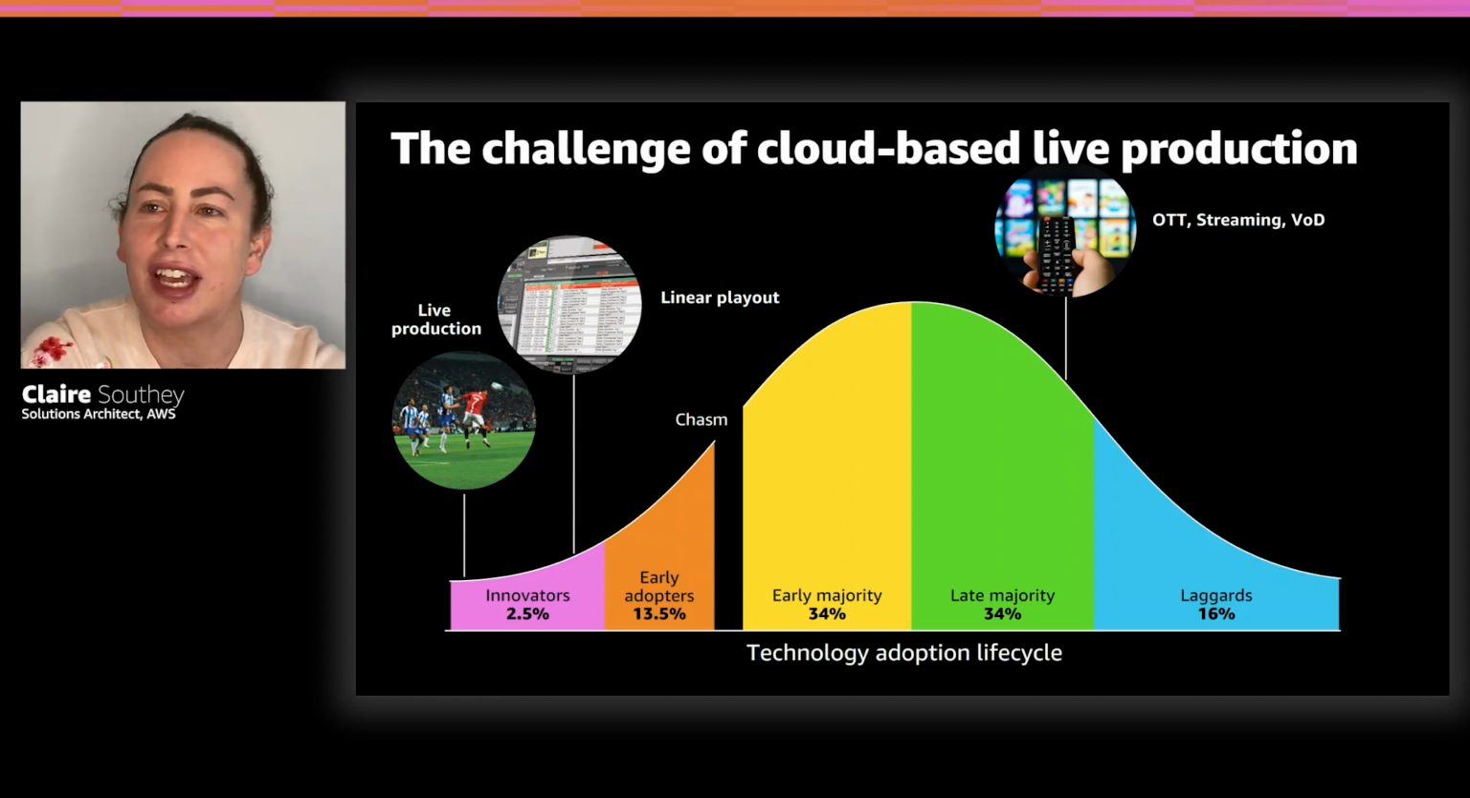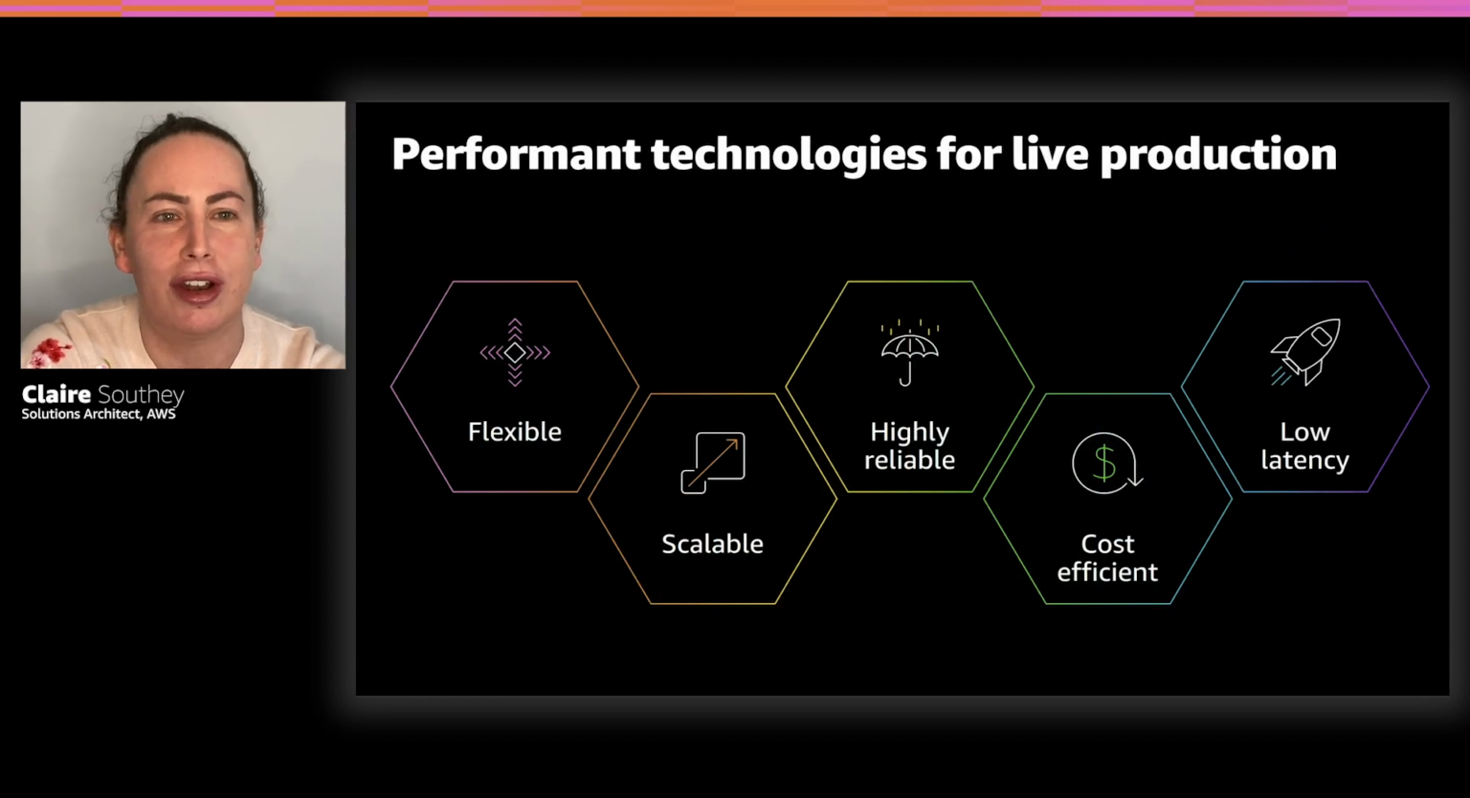So what do performant technologies for live production look like on AWS? Well, they need to be highly reliable. We know that a customer who has purchased rights to a high-profile sports event, such as an Olympic Games or a Super Bowl, has invested a significant amount of money, and they've only got a small amount of time to deliver results to their audiences.